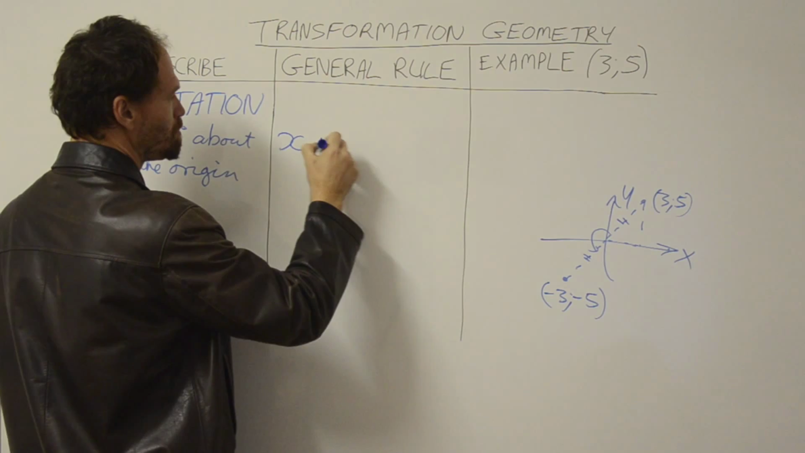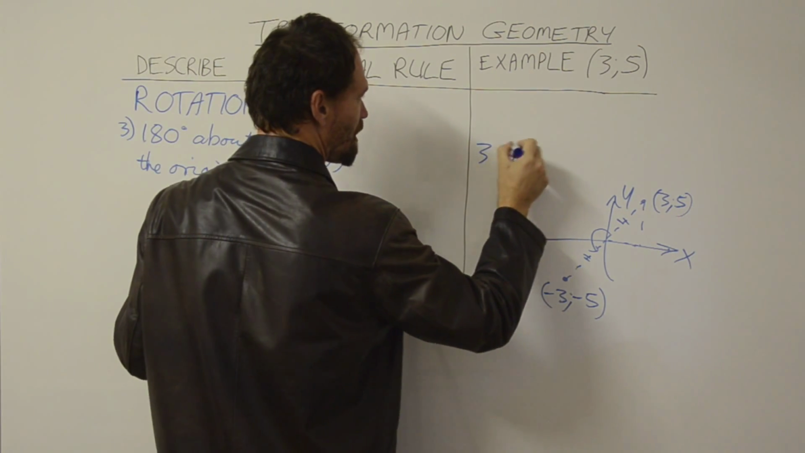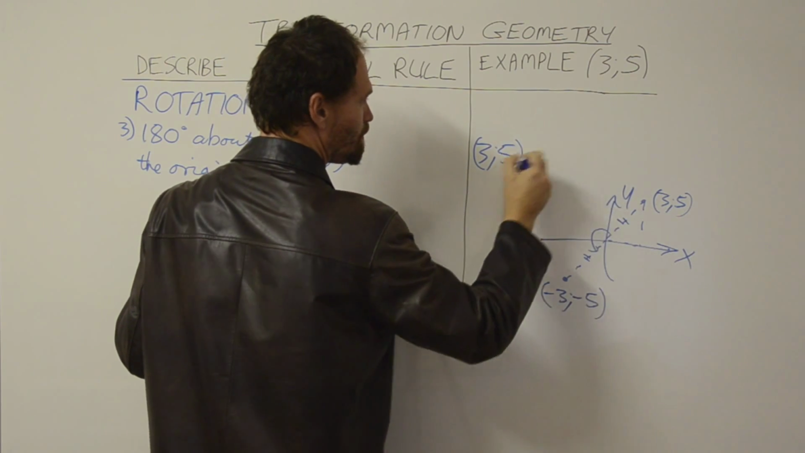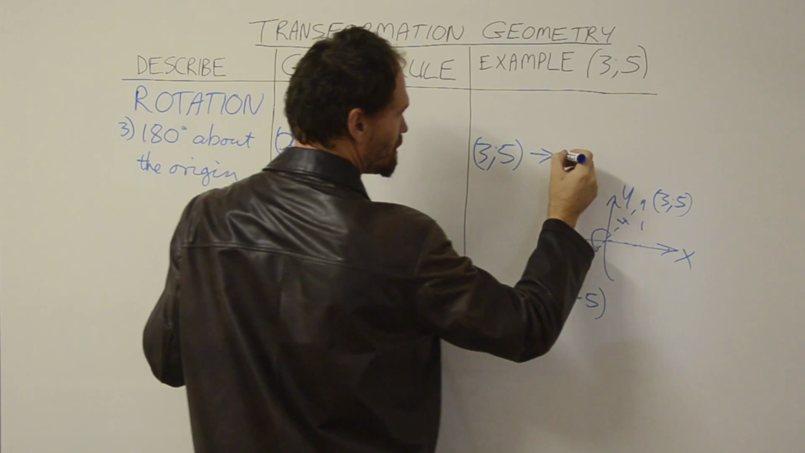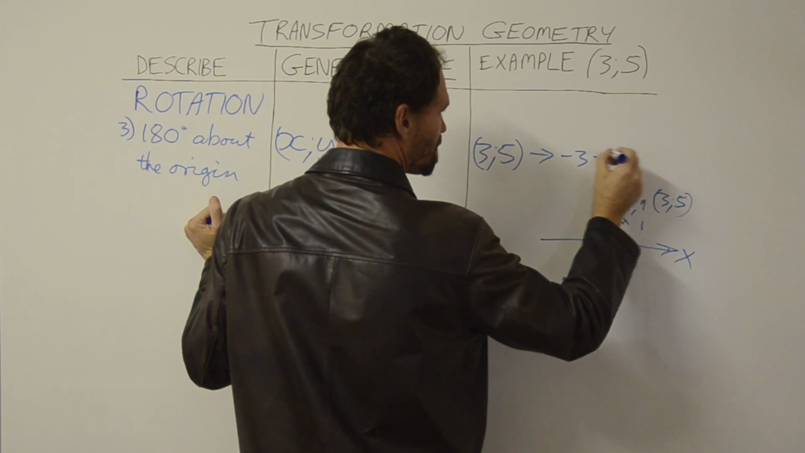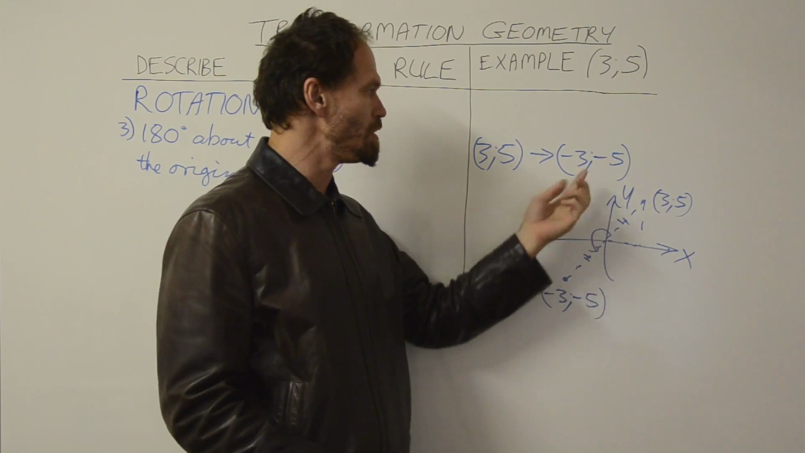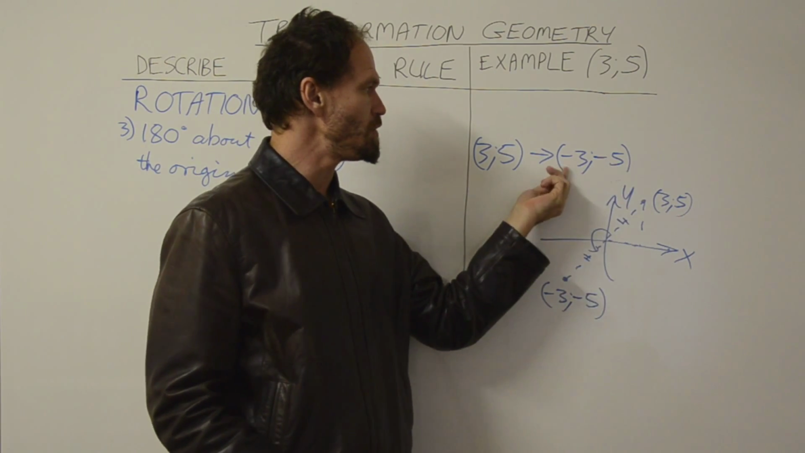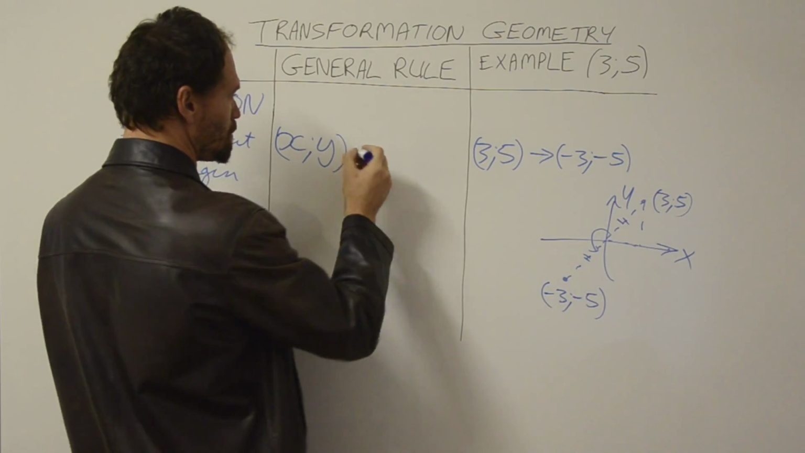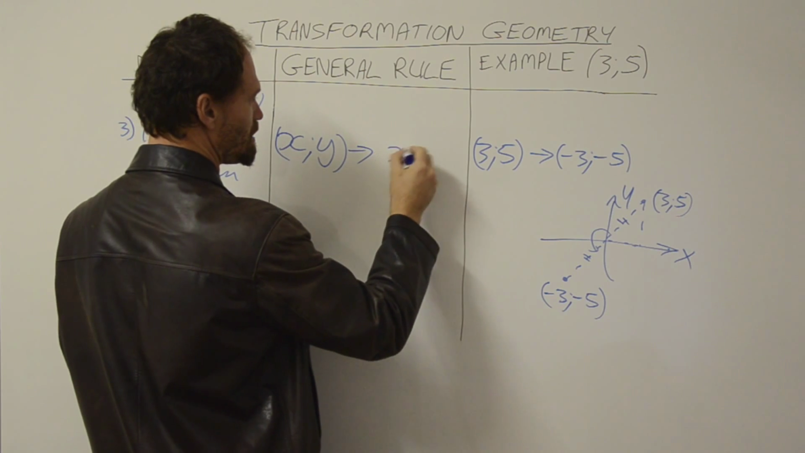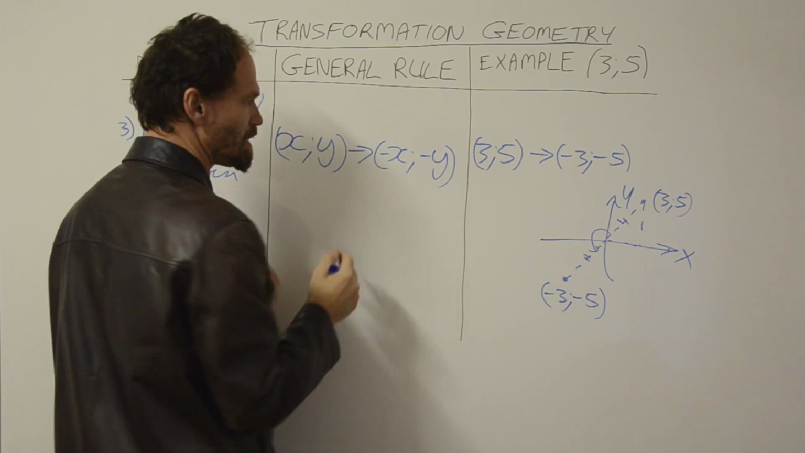What happens to my input values? I said that 3, 5, my example point, changed into, through an accurate sketch, I measured off and I saw negative 3, negative 5. Now, that's just some way to start, because once you learn these rules, then you don't have to do sketches to determine what happens. That goes with x, y stays in their order, and they both change their sign.